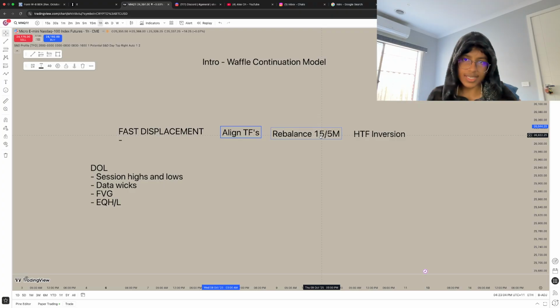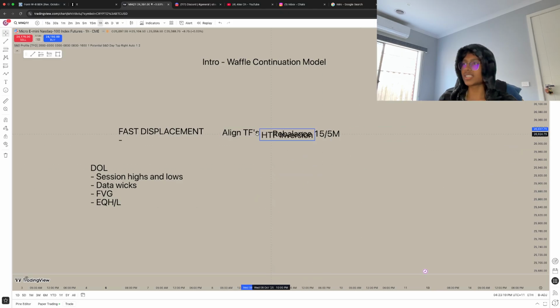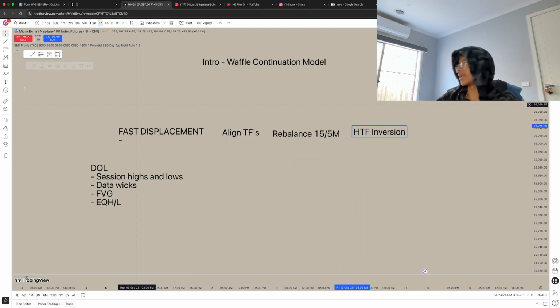Yes, you can take trades to the pullback, but that's not mainly what I trade. That's more of a mech model that Blake would trade. But for the rebalance, I want to see a pullback to a 5 or a 15-minute gap, which is crucial for me, and that's where I'll be taking my entry off. Next thing I want to see is a highest time frame inversion. You guys might be wondering, what does that mean? I'll do a quick example right now.